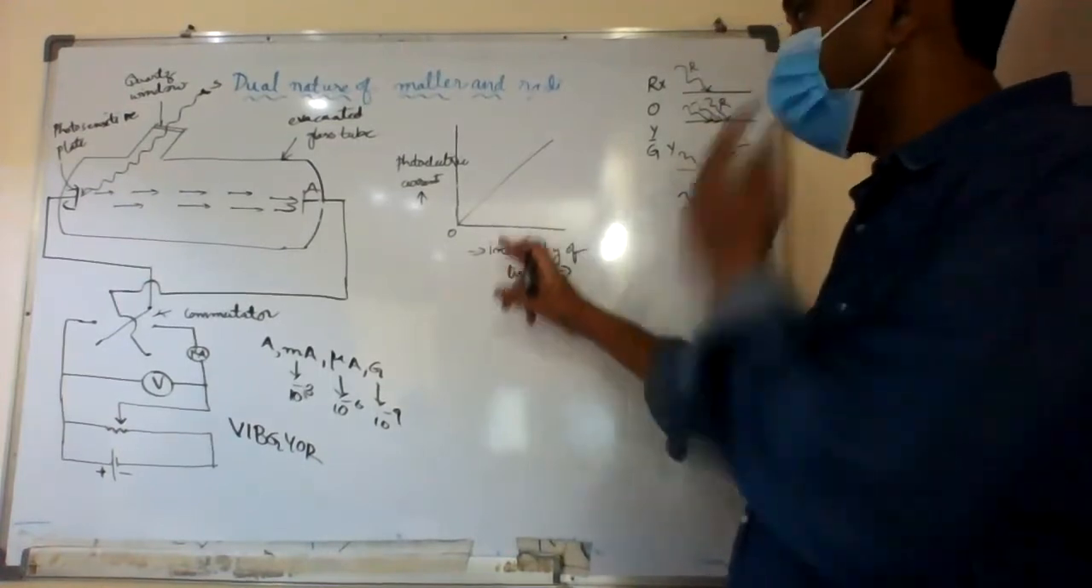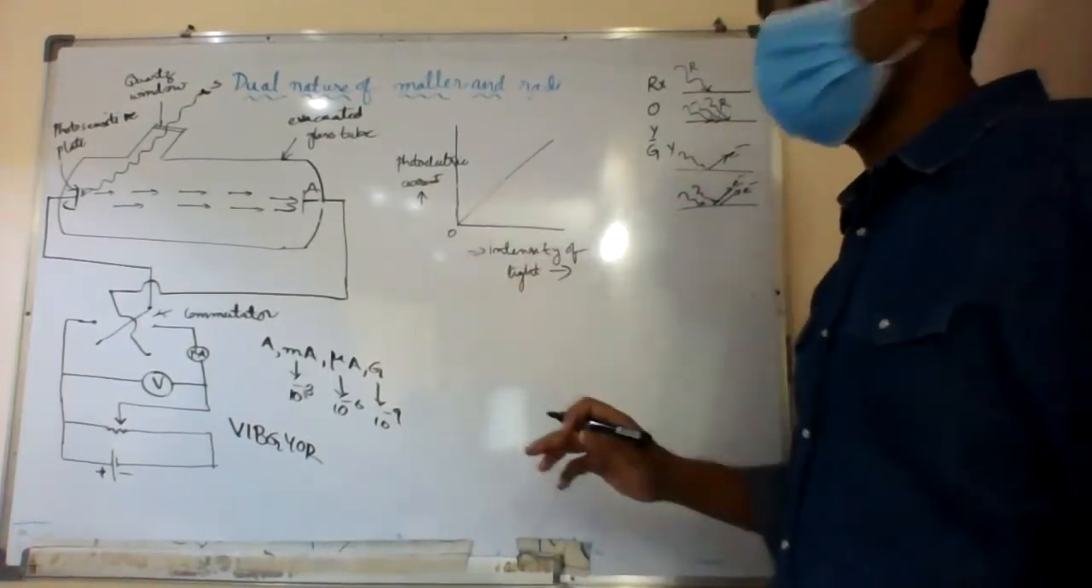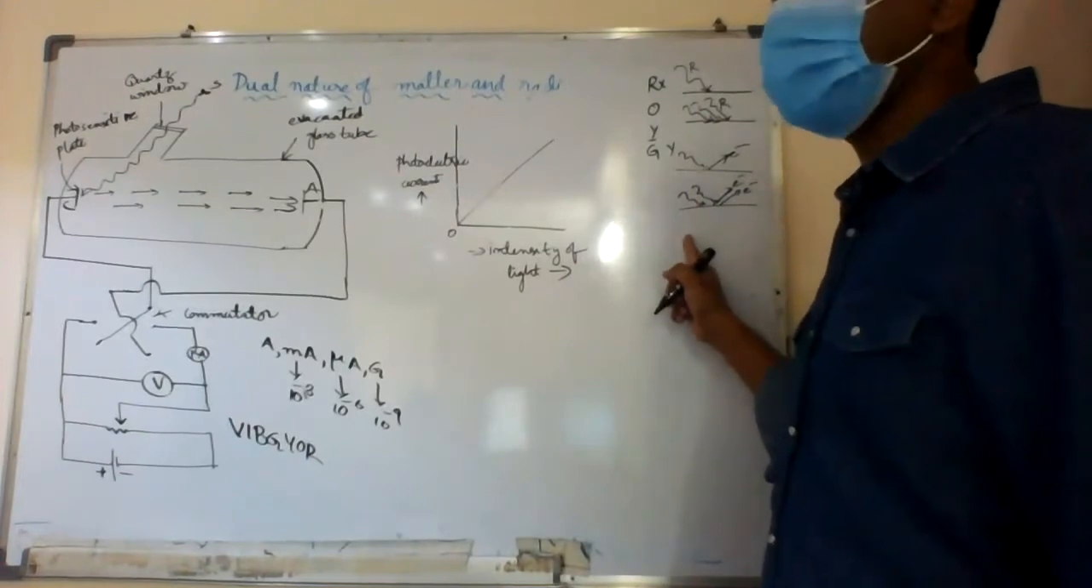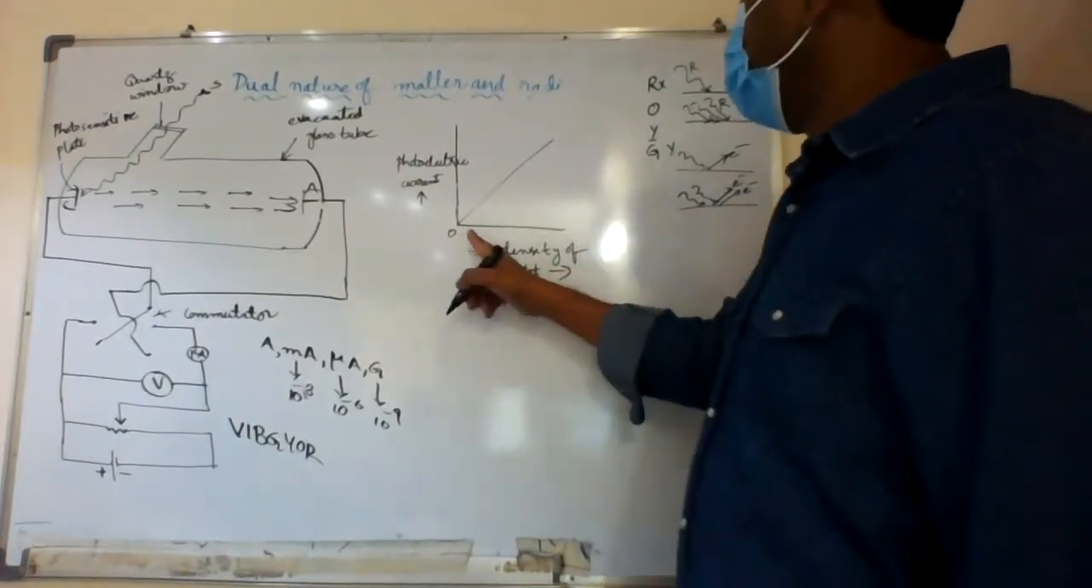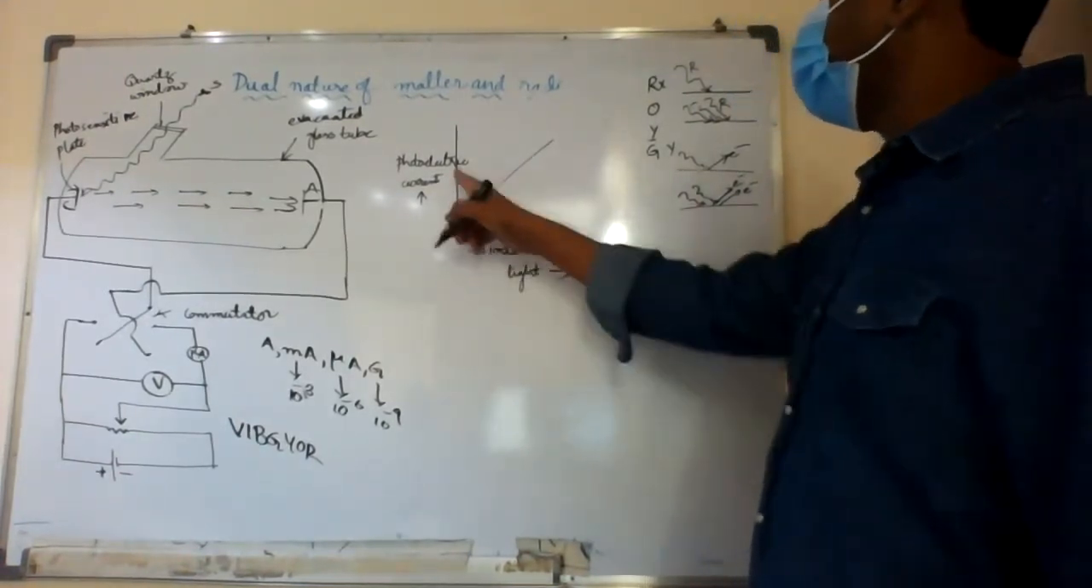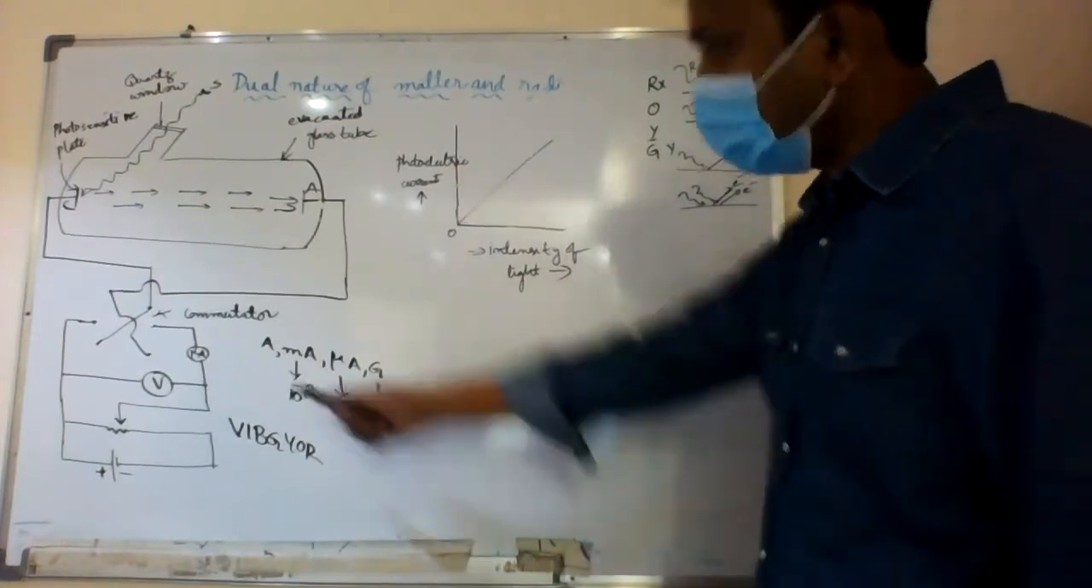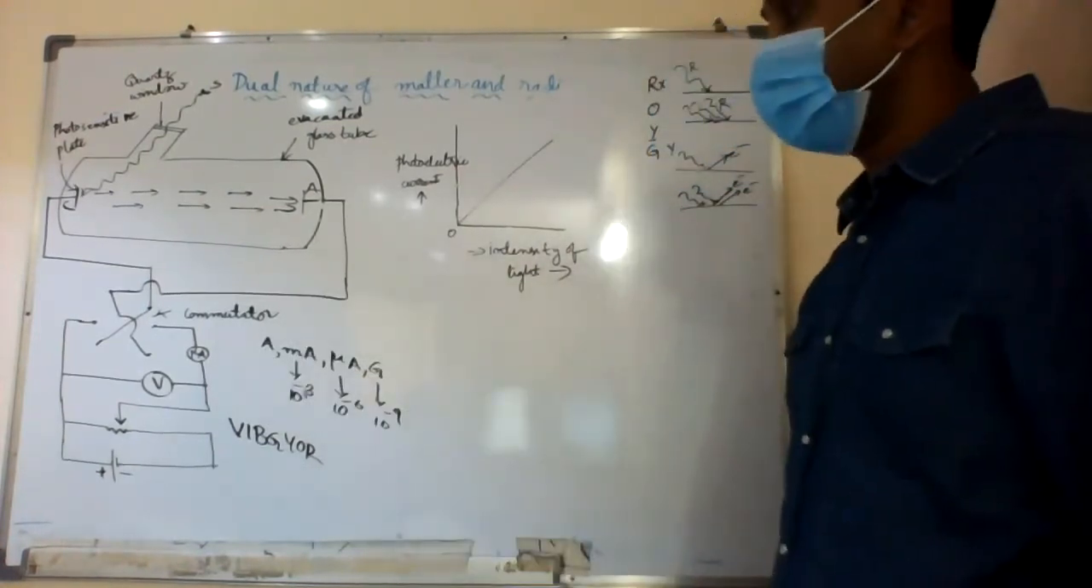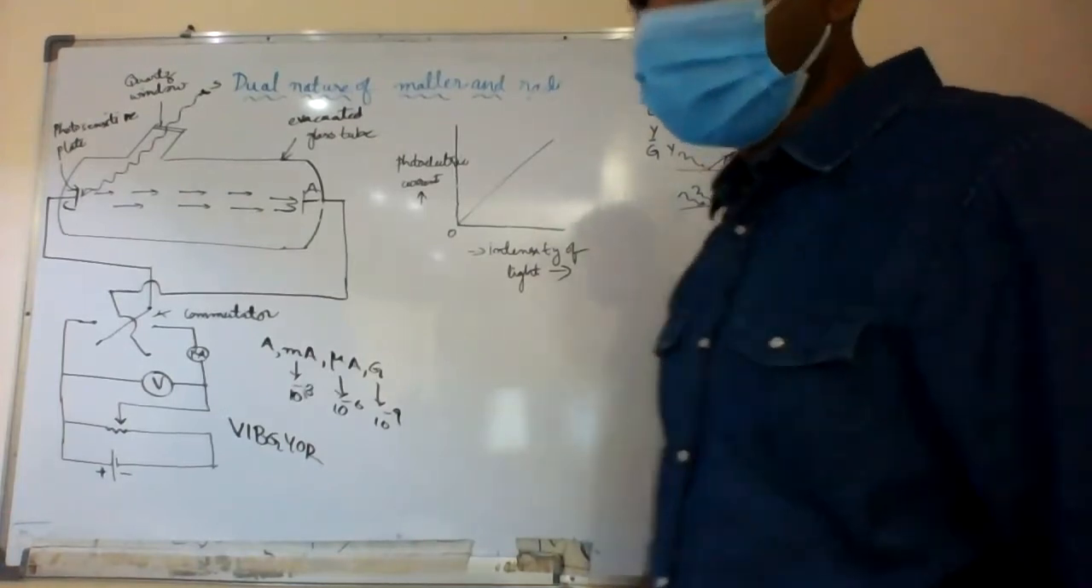So this graph is going with that: intensity of light versus photoelectric current. This is for yellow color light. As you increase the intensity of light, photoelectric current also increases. That is detected in the microammeter. Understood now? So this is the first graph.